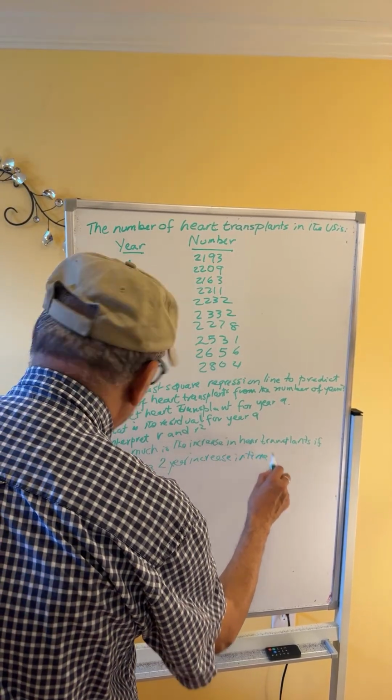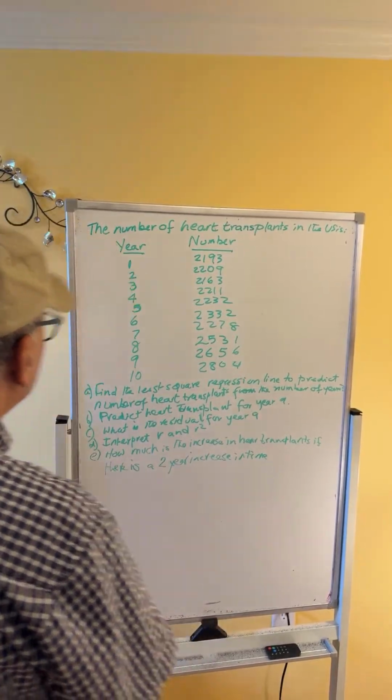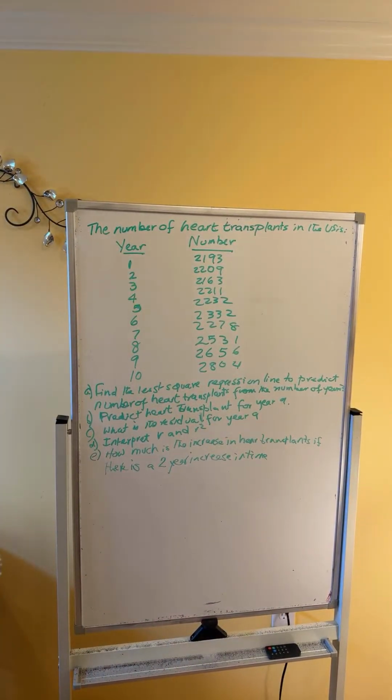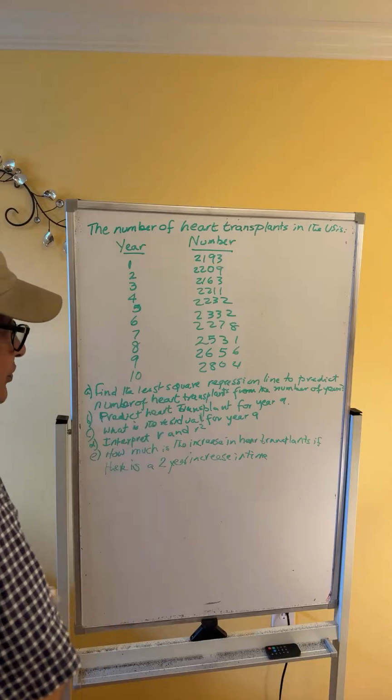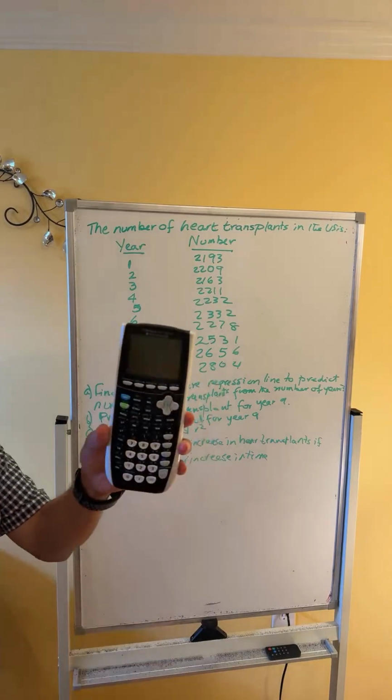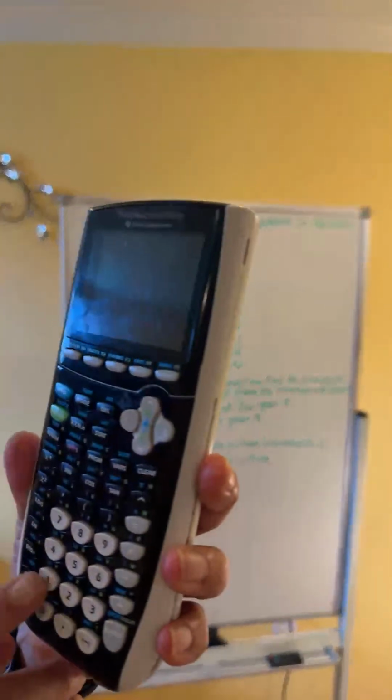So first we have to find the linear regression equation between x, which is number of years, and y, which is number of heart transplants. That is the first question. We will use the TI-84 calculator. I prefer to use the TI-84 calculator.